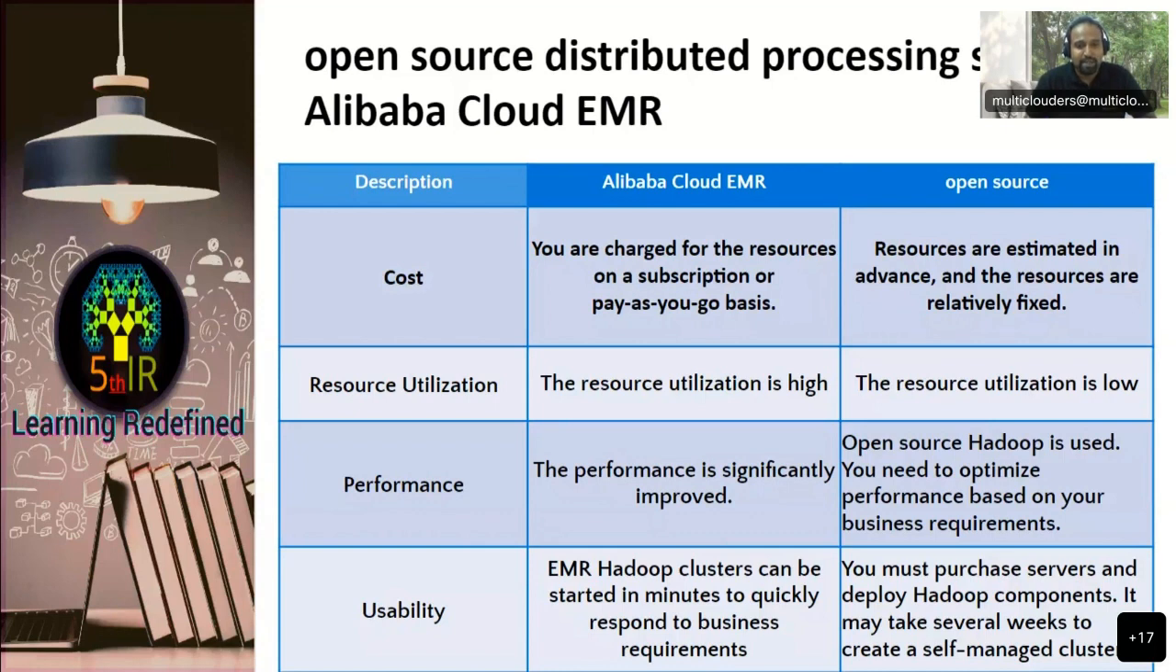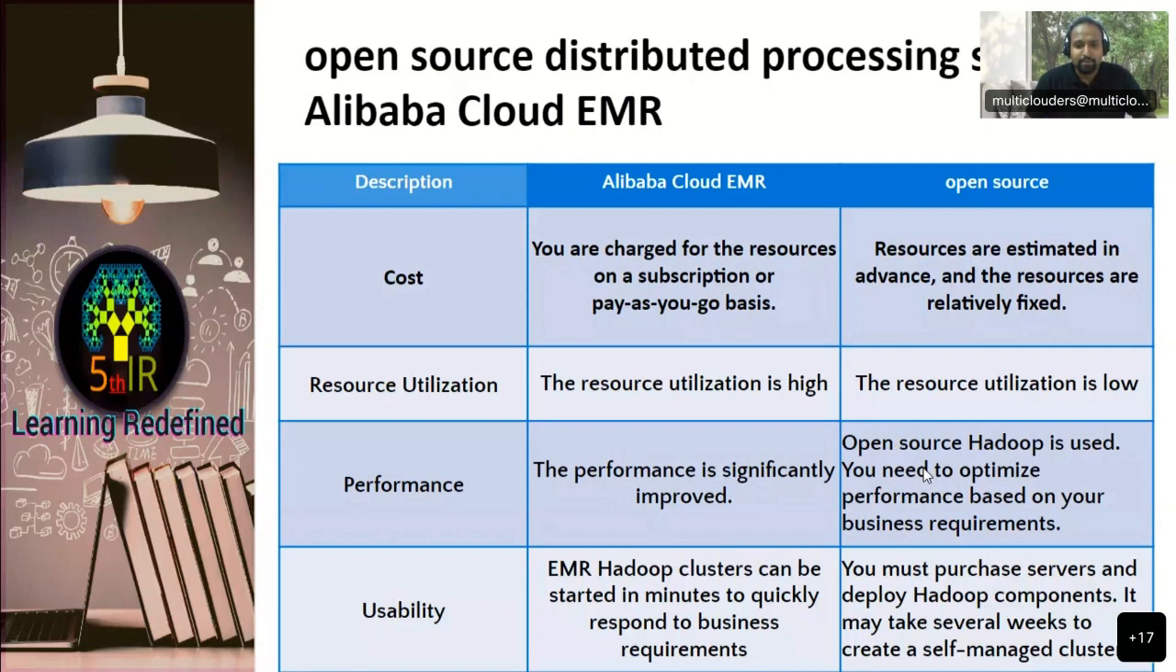In case of performance, performance is significantly improved in Alibaba Cloud Elastic MapReduce. In case of the open source Hadoop ecosystem, it is reduced. You have to optimize the resources, you have to do the optimization, everything has to be done by you. But in case of Elastic MapReduce, it will be done by Alibaba Cloud.